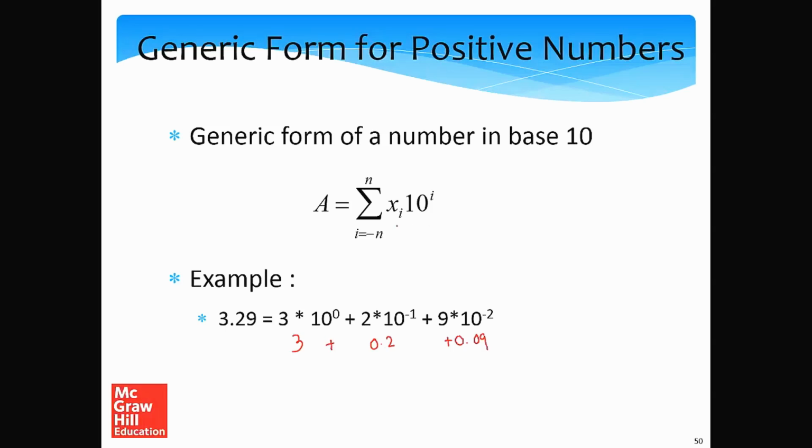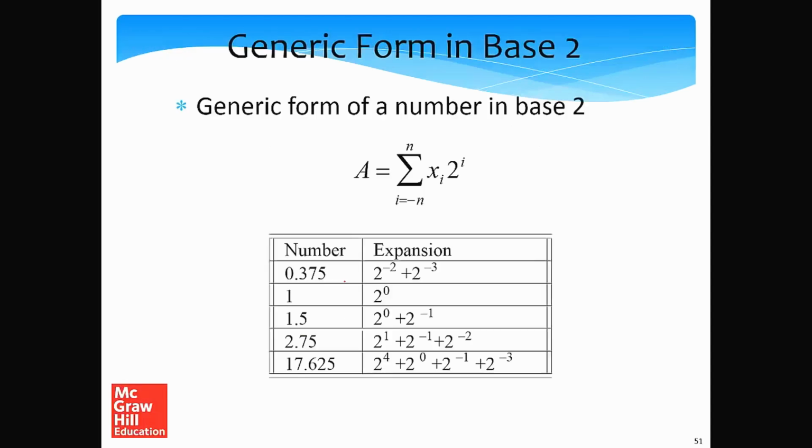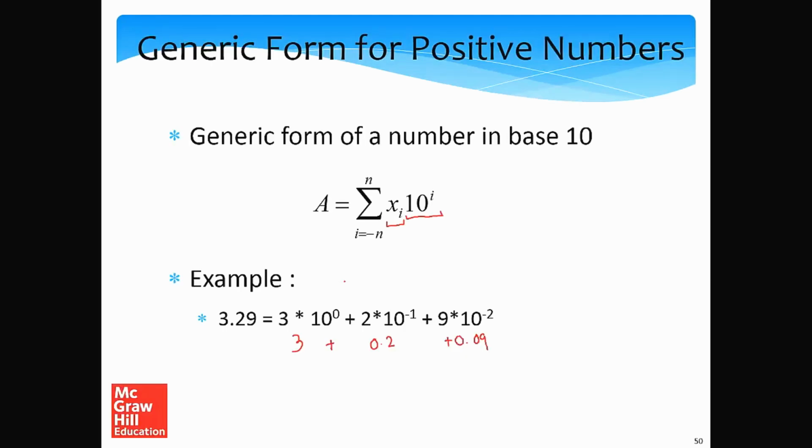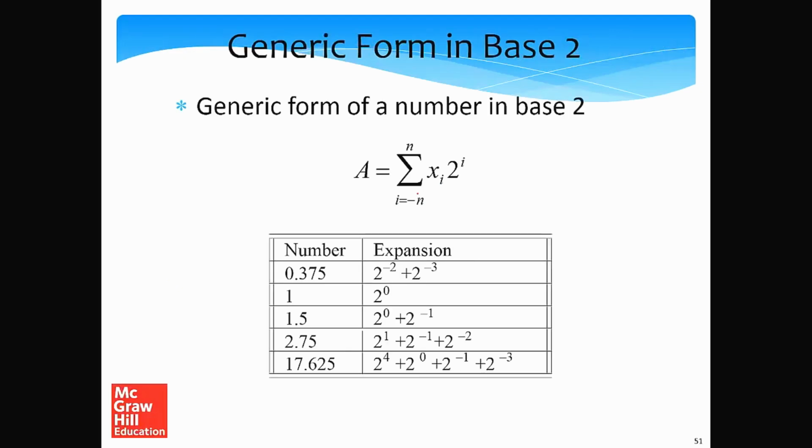So any generic form is a form of this type where we make a summation from minus n to plus m or plus n, where we are essentially adding powers of 10 with a coefficient. So in this case, the coefficient is 2 and 9 and 3 and so on. So what would a generic form of a number be in base 2? All that we can do is take 10 and replace it with 2.